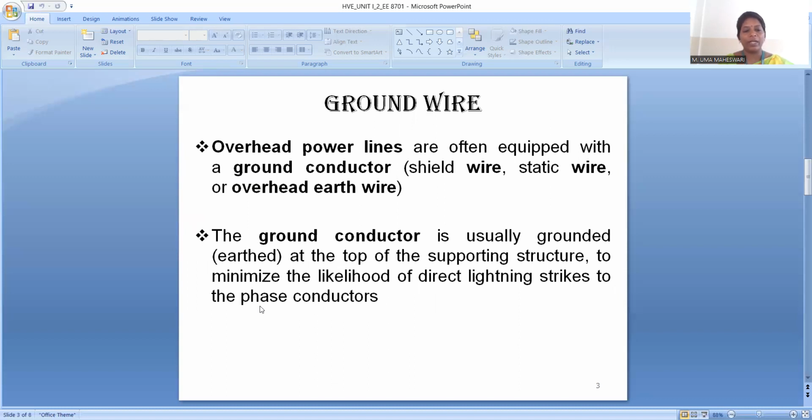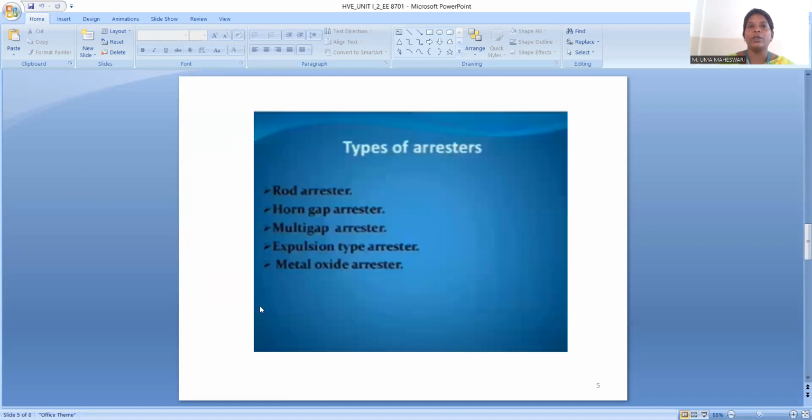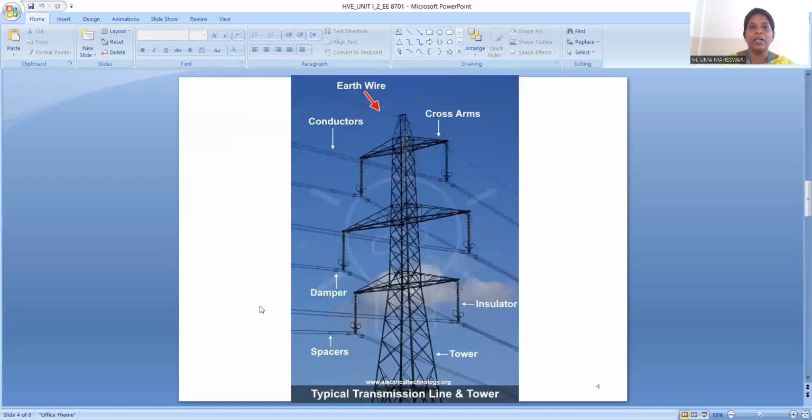The ground wire is a conductor which runs parallel to the main conductor of the transmission line and is supported on the same tower and earthed at every equal and regularly spaced tower. The different arrangements of the ground wire you can see in the diagram. This is an earth wire or ground wire which is placed over the towers.